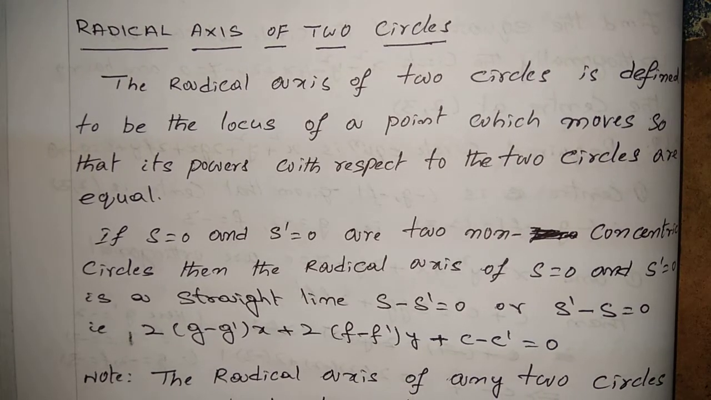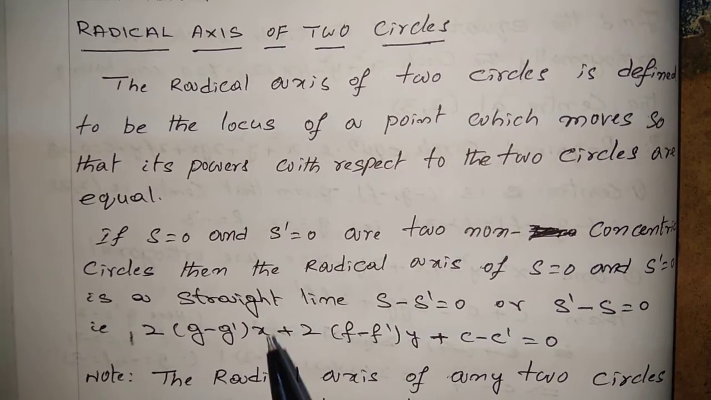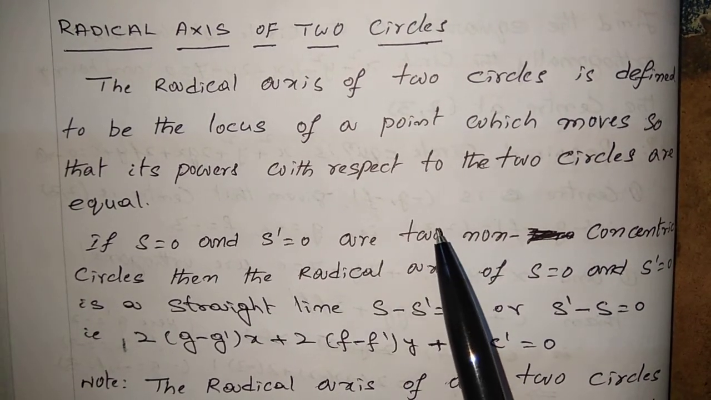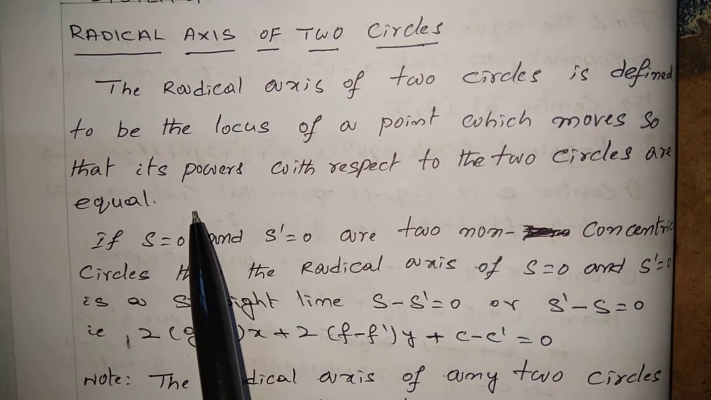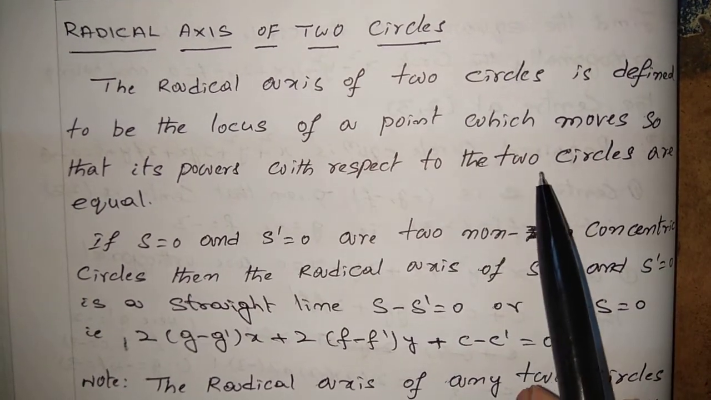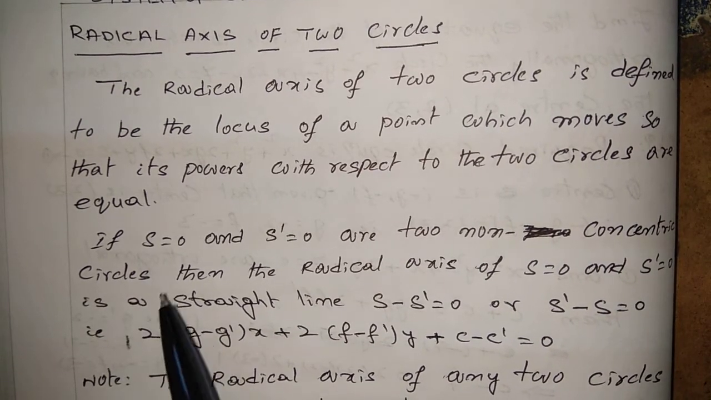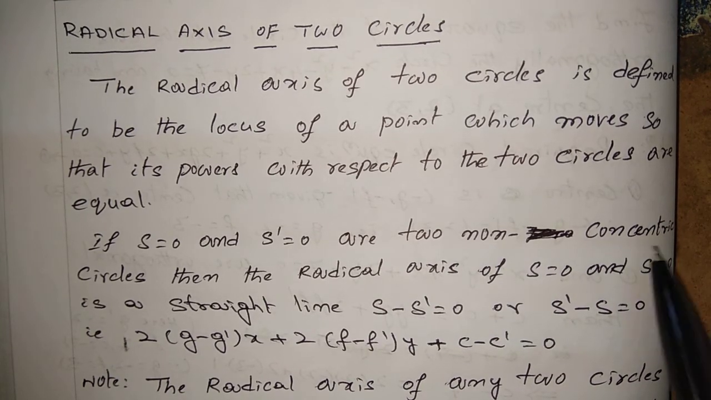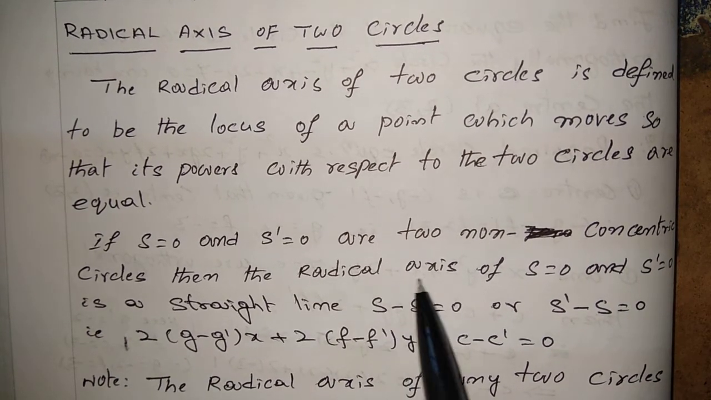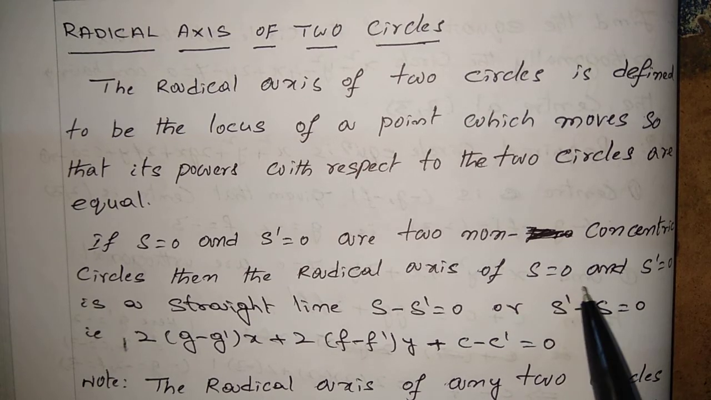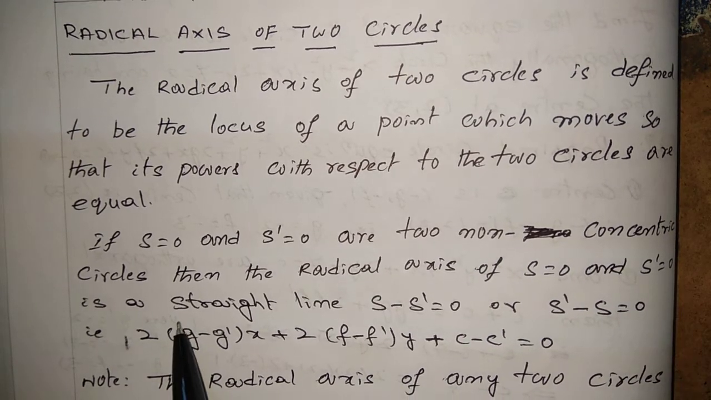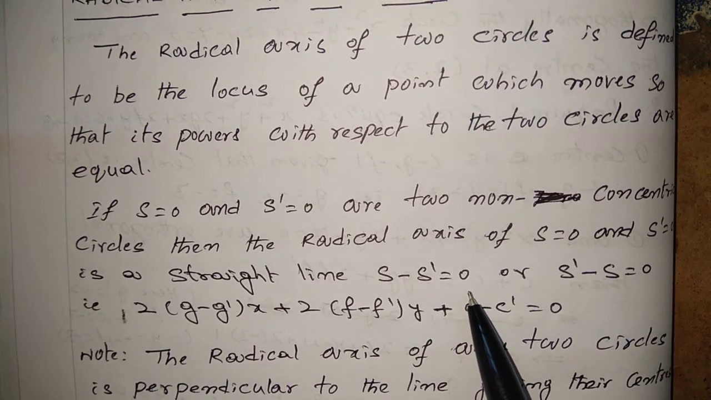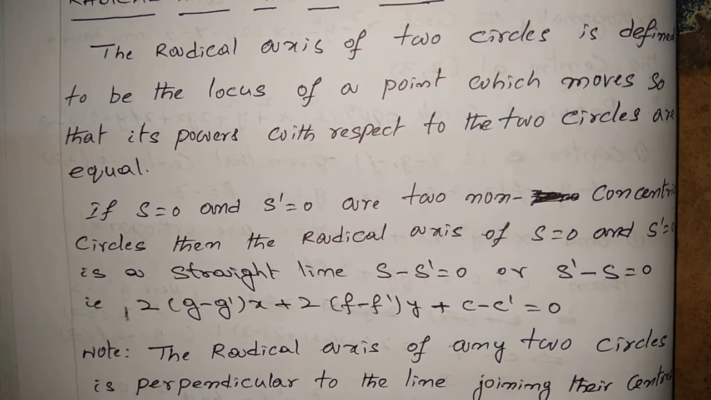Now we are going to learn the radical axis of two circles. The radical axis of two circles is defined to be the locus of a point which moves so that its powers with respect to the two circles are equal. If S is equal to 0 and S dash is equal to 0 are two non-concentric circles, then the radical axis of the circles is a straight line, that is S minus S dash is equal to 0, or S dash minus S is equal to 0.